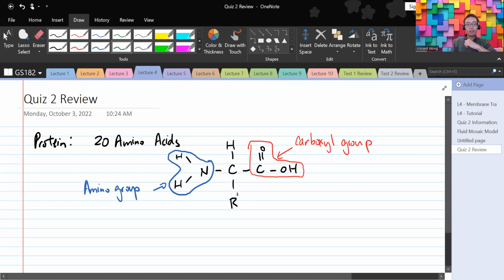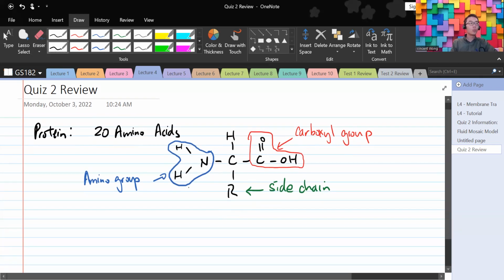Down here, we have an R group, okay, which is called a side chain. Right, and the side chain is different for everything, right? So sometimes you might have a CH3 here, sometimes you might have a ring of some sort here, right? Regardless of what this structure is, that's what distinguishes one amino acid from another, and we call that the side chain. Okay, so on the quiz, I might circle a particular part of an amino acid and ask you, what are we looking at here? Okay, and you should familiarize yourself with these terms.